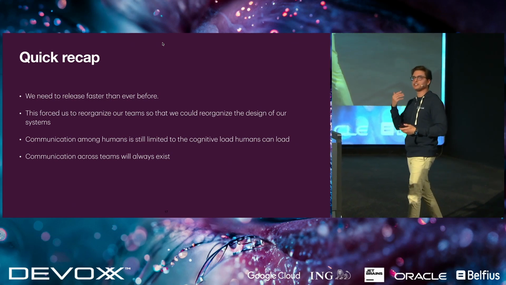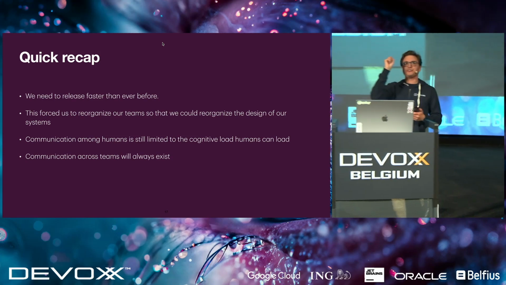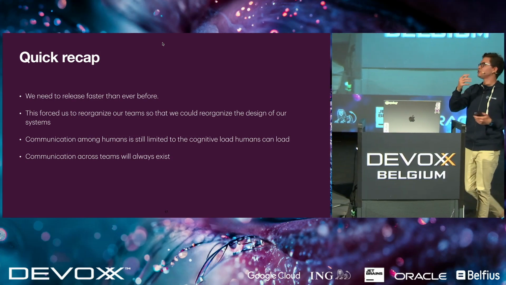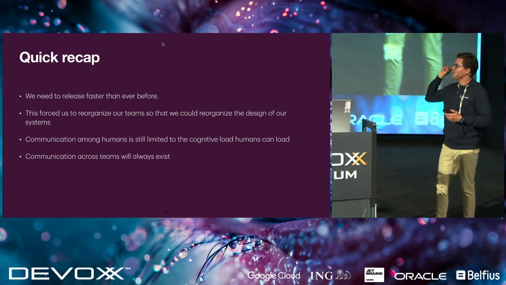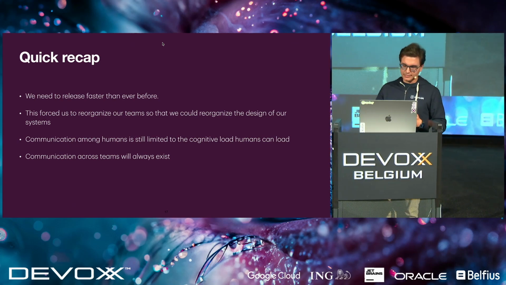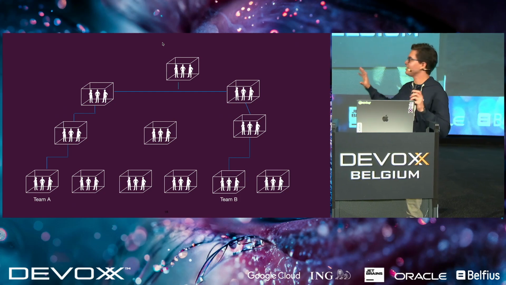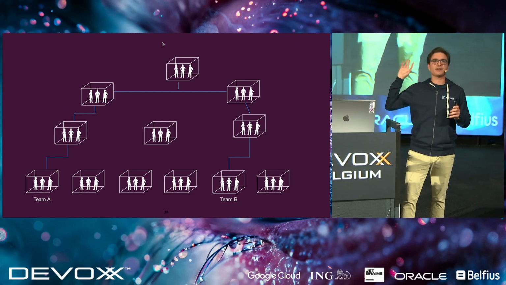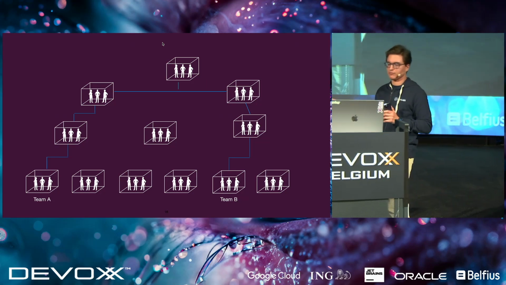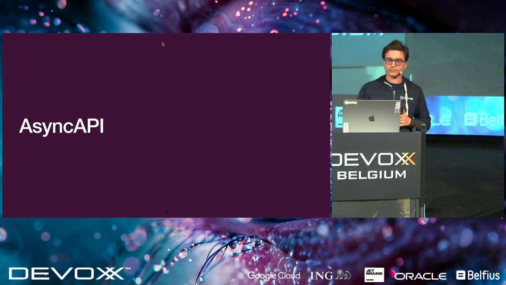The same way I'm talking to you right now, whatever is inside my head, I cannot pass to you 100%. I'm doing my best to do so here, right? So communication across teams will always exist. You can reorganize these teams the way you want. They still are going to have to communicate among themselves when solving complex problems that require communication. And that led us to AsyncAPI.